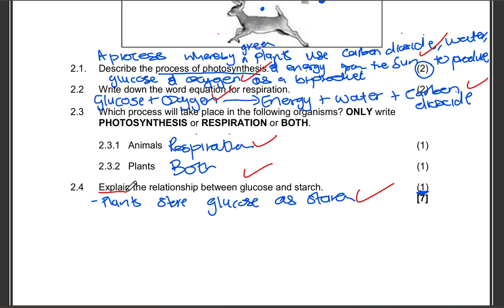All right, that's it for this question from a previous question paper.